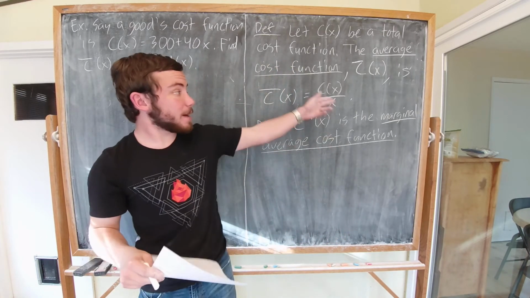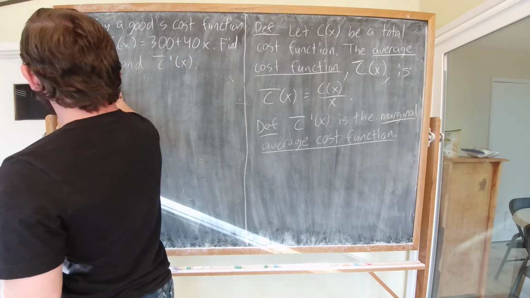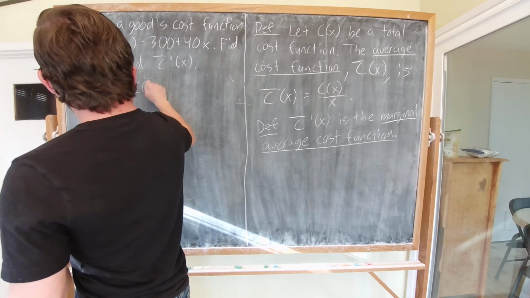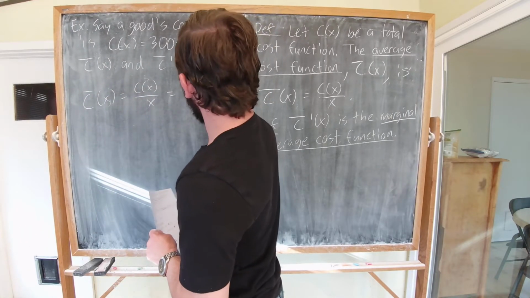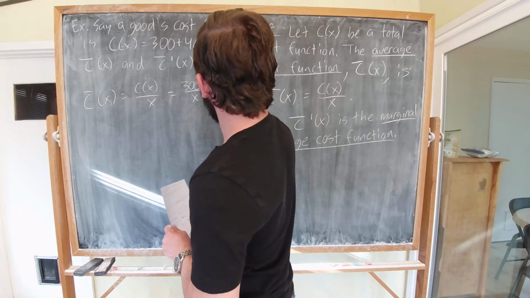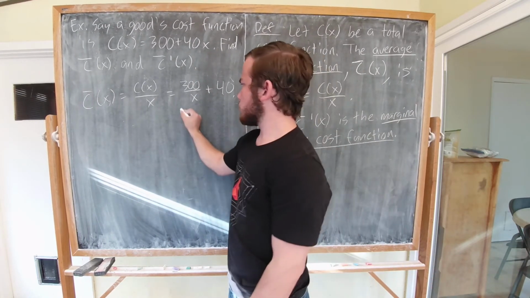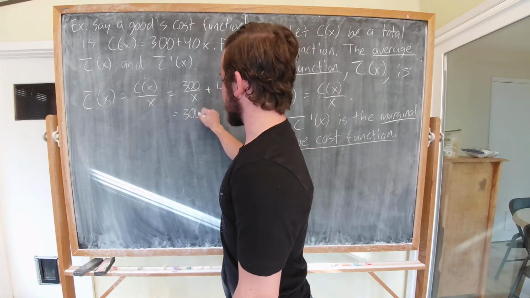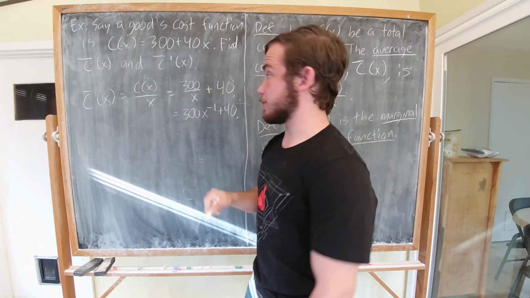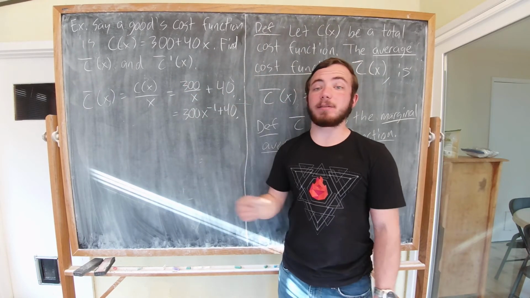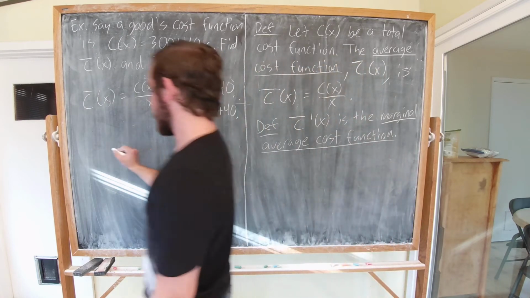That's just a direct application of what the definition of these things is. C bar of x is just C of x divided by x, aka 300 divided by x plus 40. Nice and simple to compute. We can also rewrite that as 300 x to the negative first plus 40. The reason for doing that is to compute the marginal average cost function, because now we can just apply the power rule for that derivative.